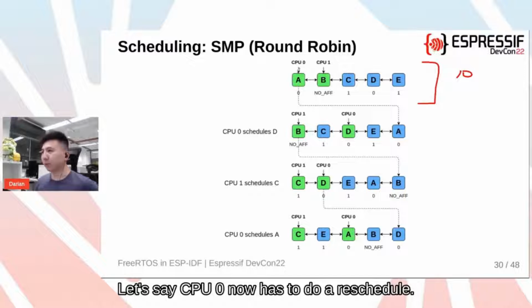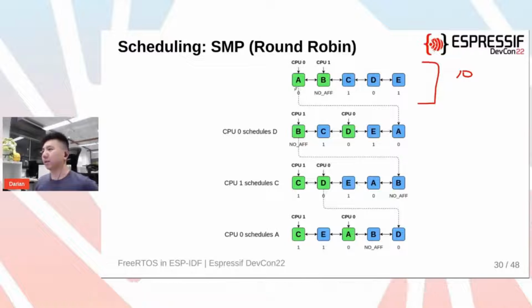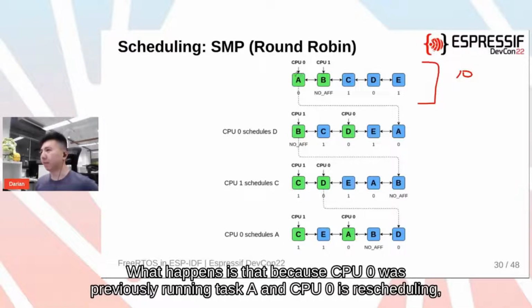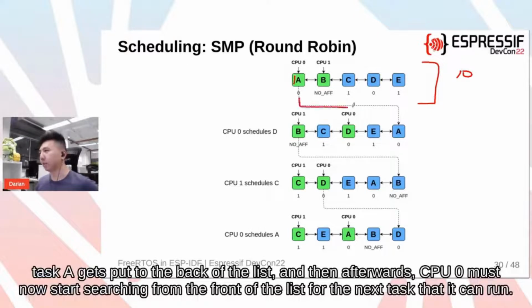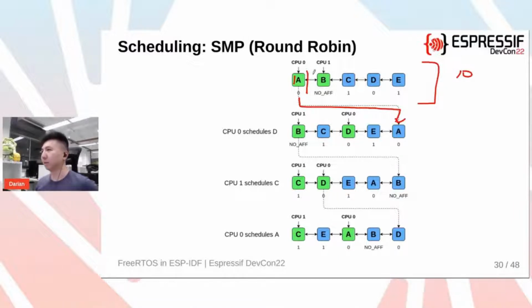Let's say CPU 0 now has to do a reschedule. How does SMP handle the round robining in this case? What happens is that because CPU 0 was previously running task A and CPU 0 is rescheduling, task A gets put to the back of the list. And then afterwards, CPU 0 must now start searching from the front of the list for the next task that it can run. So it sees task B, but it can't run task B because it's being run by CPU 1. So CPU 0 continues looking.